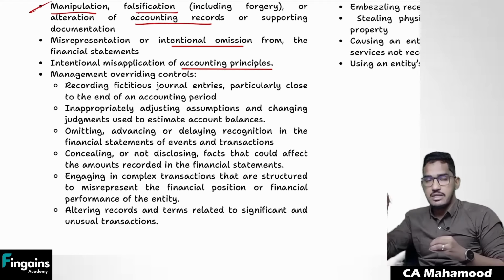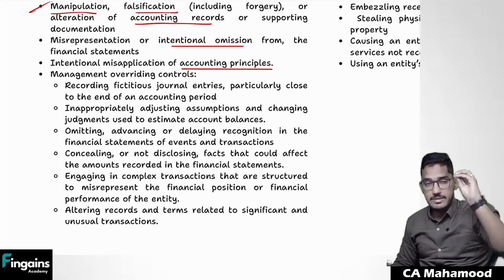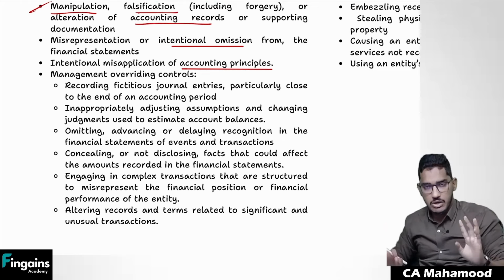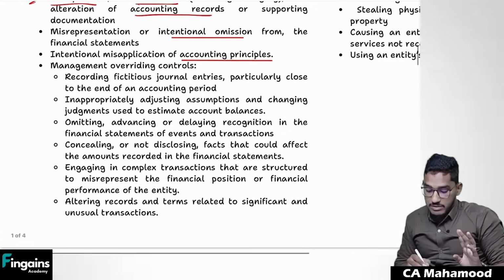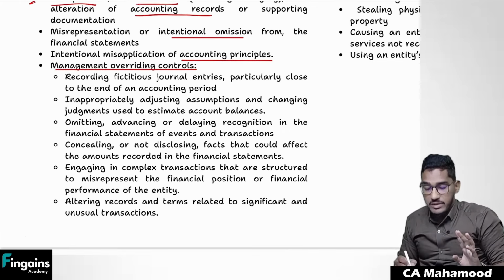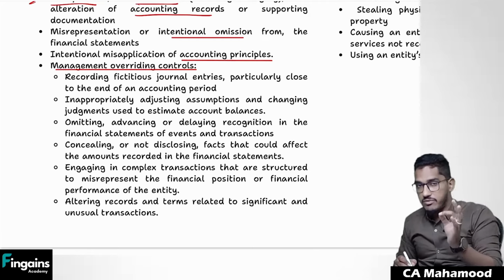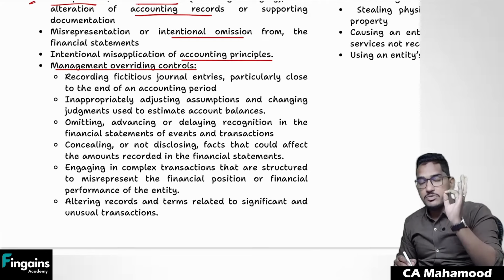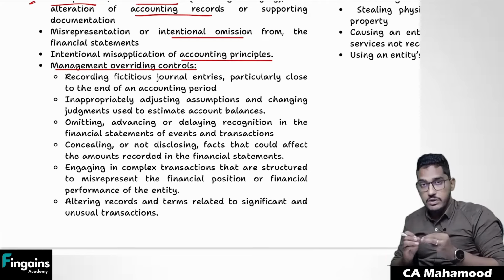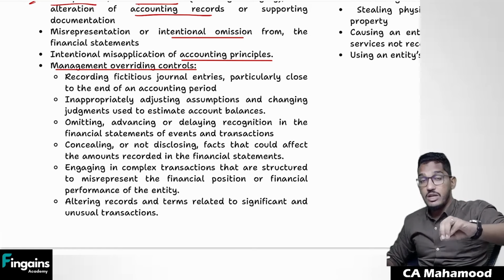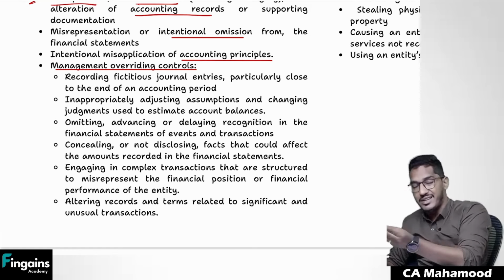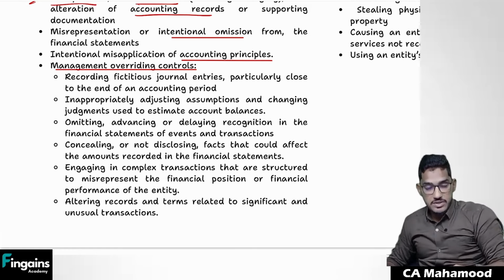Or intentionally, they will misapply accounting principles. Capital expenditure, they will treat it as revenue expenditure. Revenue expenditure, they will treat it as capital expenditure. Intentionally, they will misapply the accounting policies. And also, sometimes management themselves will override internal controls. As I have told, for fraudulent financial reporting to happen, management should be involved. So what management will do is, they will only implement internal control, but sometimes they themselves will violate the internal controls to commit that fraudulent financial reporting.